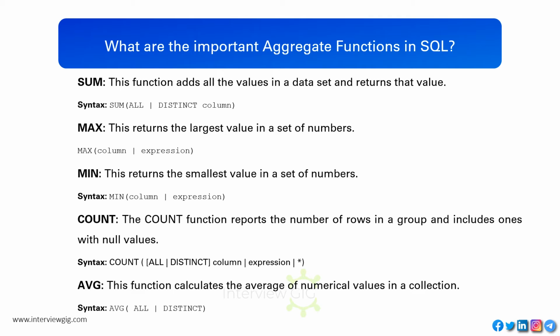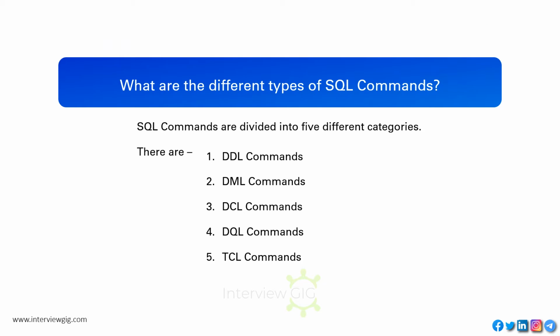Count: the count function reports the number of rows in a group and includes ones with null values. Syntax: count (all | distinct column expression). Average: this function calculates the average of numerical values in a collection. Syntax: average (all | distinct).